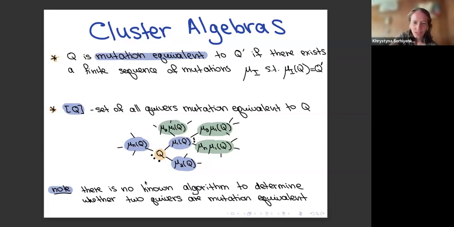All right, and so let me just point out that there is no known algorithm to determine, if I give you 2 quivers, whether they are mutation equivalent. Does there exist a sequence of mutations which takes me from one quiver to the next? There's really no algorithm to determine that. We don't have an answer for this question at all. And I think that's a pretty hard problem. Plenty of people have tried it since cluster algebras have appeared.